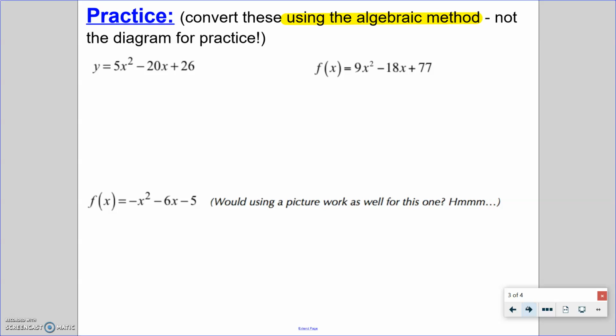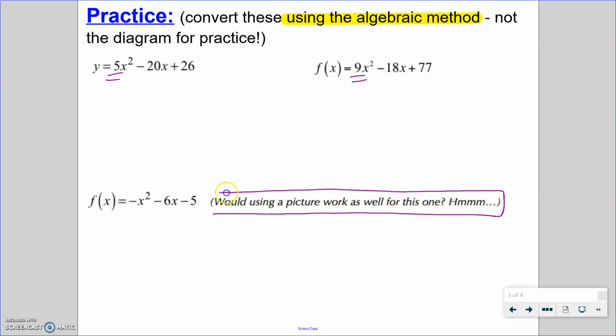All right, I want you guys to do some practice. So for these ones, I want you to use the algebraic method and not the diagram. Now, having said that, this one you could use the diagram because it's a positive number. This one you could use the diagram because it's a positive number. But look at this one. Would using a picture work as well for this one? And the answer is no. I don't know how to draw -x² boxes, right? So that's kind of the idea. So take a minute, pause the video at this point in time, and use the algebraic way to practice these 3 questions. When you're ready, unpause the video, and let's see how you do.